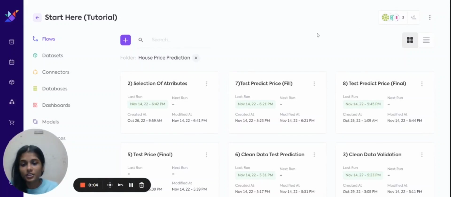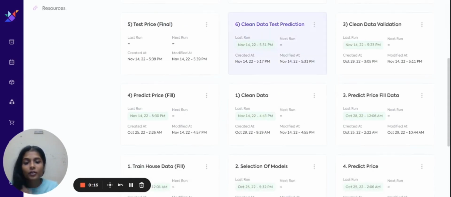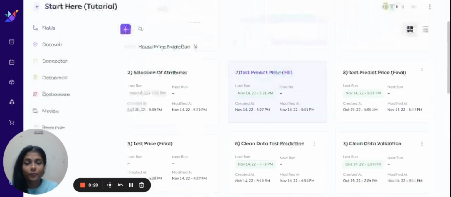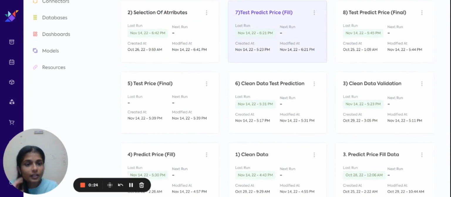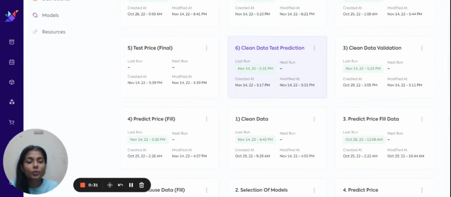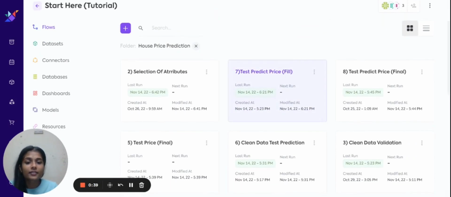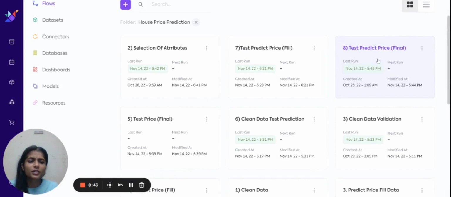Hi everyone, I'm Tanisha and I'll be explaining what model we have used, why we chose it, and basically what we are doing with the flows. We had a lot of discussion and we prepared 14 flows. That's a lot of flows, but the main flows are the clean data, then the selection of attributes, the third one clean data validation, and fourth predict price, fifth test price final, and the seventh test predict fail, and predict price final.